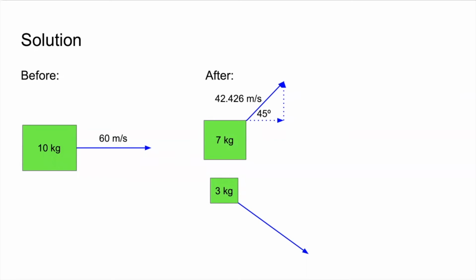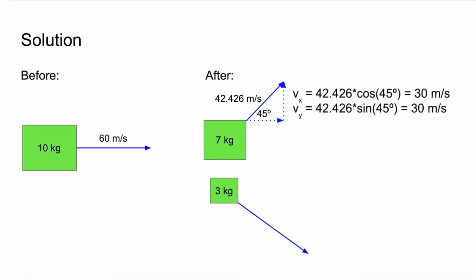You have to break this down into its components. To do that, for the x component, you just multiply the magnitude by cosine of the angle north of east. For the y component, you multiply the magnitude by sine of the angle north of east. And in both cases, you're going to get that the velocity is 30 meters per second.